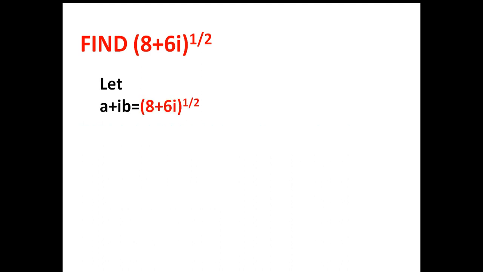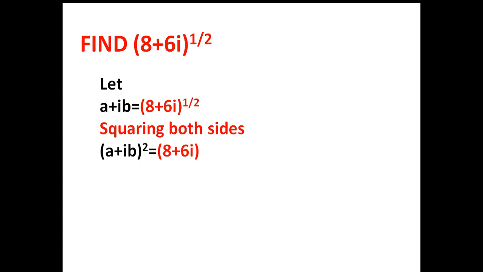Let's learn. First of all, we have to assume a plus iota b equal to the given term, that is, square root of 8 plus 6 iota. Then we do squaring on both sides.